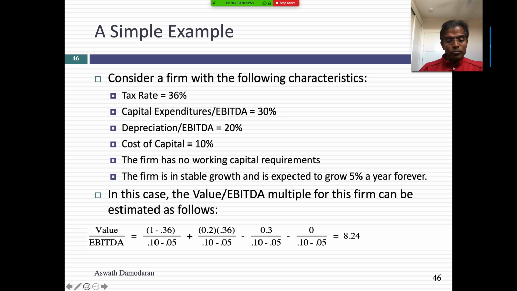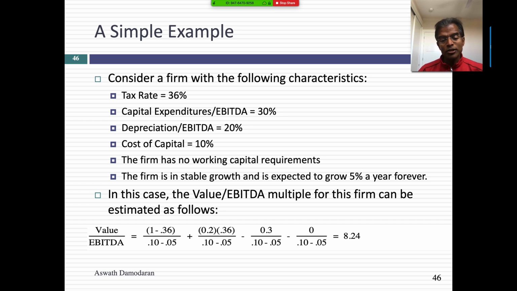So here's what I do. I go in and plug the numbers into the equation from the previous page because it's a mature company in stable growth. I put in a 36% tax rate, a 10% cost of capital, a 5% growth rate. That 20% is my depreciation. My capex is 30%. There's my tax rate again. There's no working capital requirement. So my EV to EBITDA for this company, assuming it's fairly valued at its intrinsic value, would be 8.24 times EBITDA. Again, remember, you're not going to be plugging these numbers in for your company because there's no point to doing it. That would just give you the intrinsic value of a company if it's a mature company.